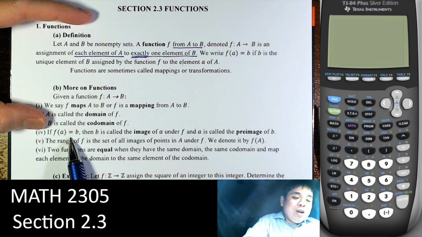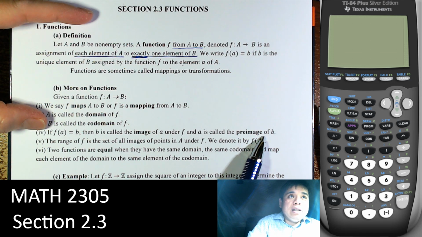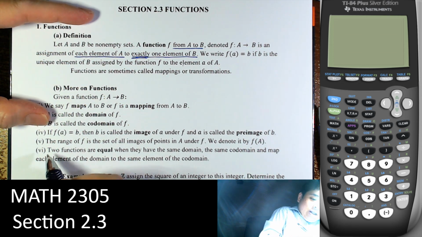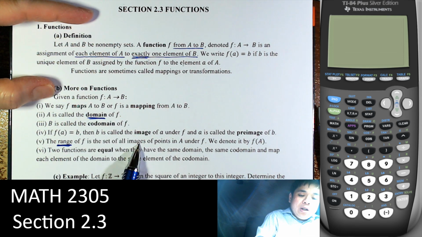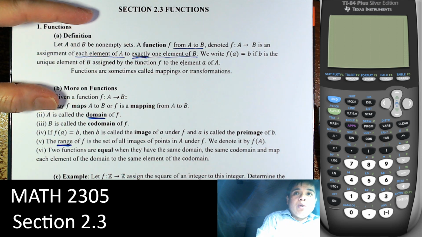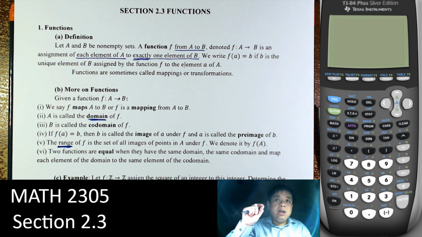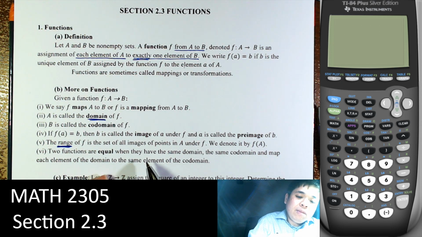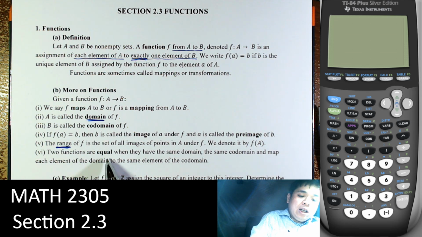If f(a) = b, then b is called the image and a is called the pre-image of b. Now we get into the range. The range is the set of all the images of A under f. So the range is only the ones that are images, the set of all the images. The image is something that has a pre-image. Okay, we'll get to that in a minute. The range is denoted by f(A). Two functions are equal when they have the same domain, the same codomain, and map each element of the domain to the same element in the codomain.